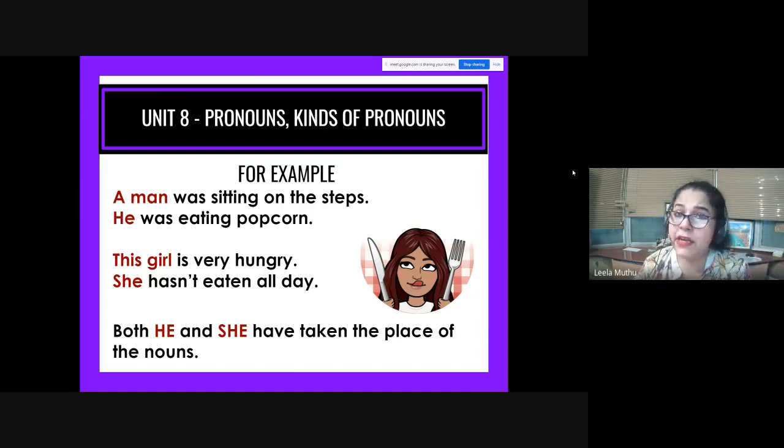This girl is very hungry. She hasn't eaten all day. This girl is a feminine noun, and we replace it with a feminine pronoun. This is just the introduction. Then you'll be learning about all the pronouns in detail, each and every one of them. Both he and she have taken the place of the noun. He has replaced a man and she has replaced the words this girl, who is the subject in the sentence.